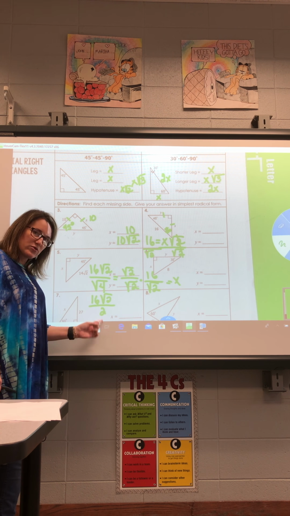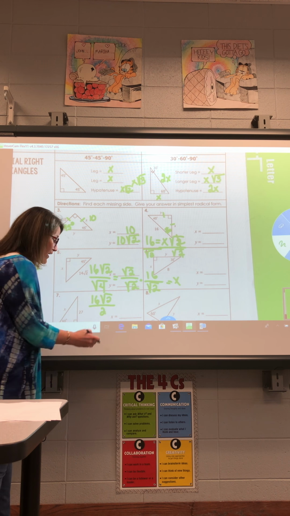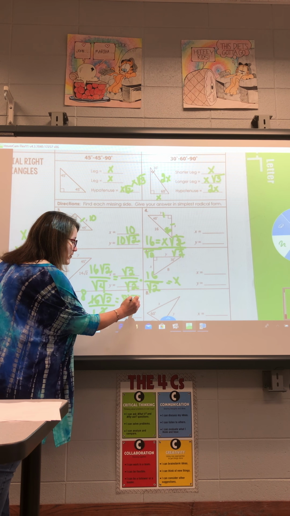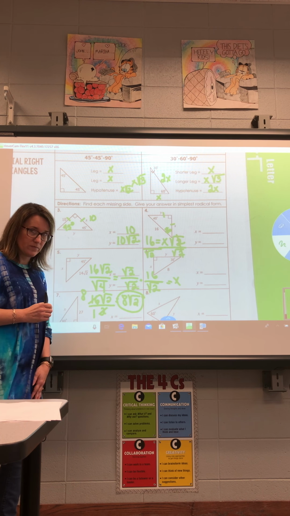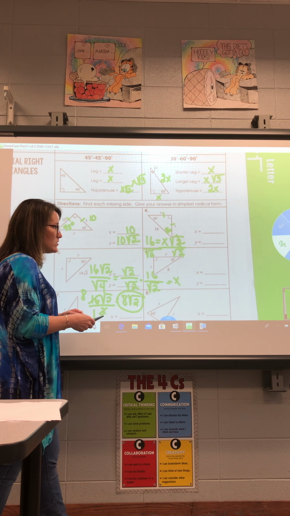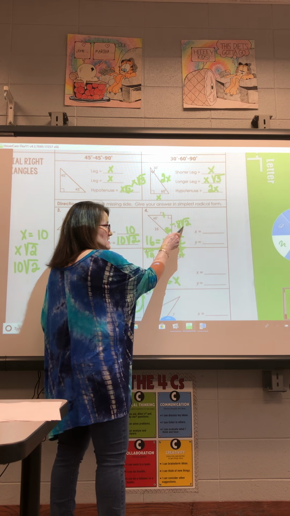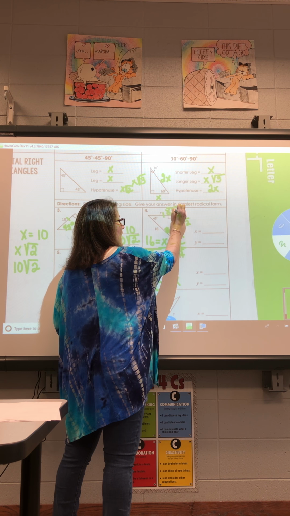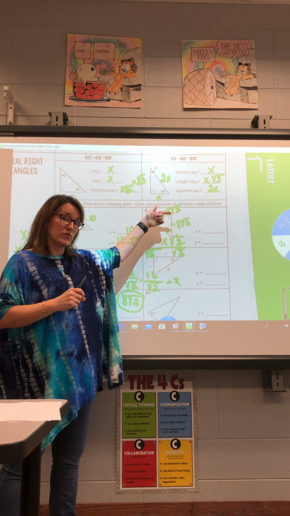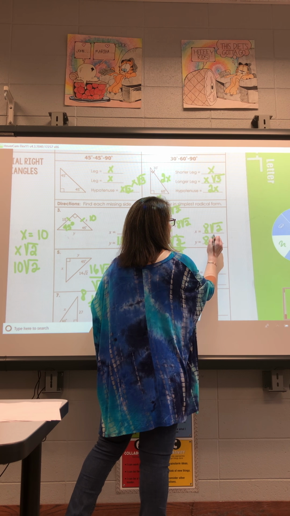Well, both of these numbers are outside the radical, aren't they? So I can simplify these two numbers as well. So 2 will go into 16 8 times, and I end up with 8 square roots of 2. Okay? So that means x is 8 square roots of 2. And if x is 8 square roots of 2, then y is also 8 square roots of 2, because these two sides must be congruent. Okay? So 8 square roots of 2 and 8 square roots of 2.